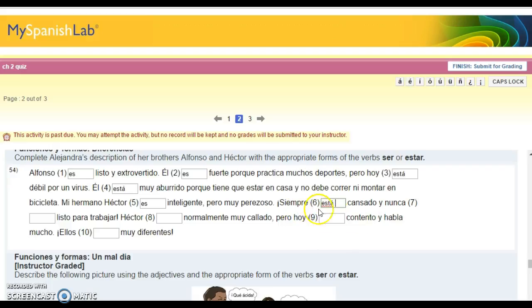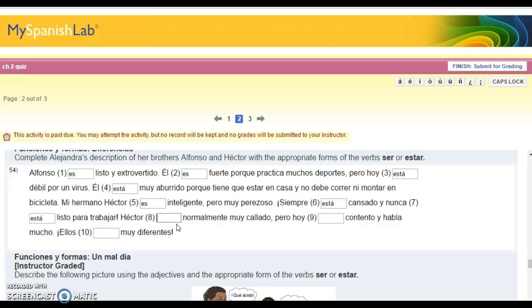With cansado you always use estar, because it's how you're feeling. Now this says siempre está cansado. He's always tired. So you might think, well, always, that's a characteristic. It's not really, because it's not physically possible to always be tired. Anyway, the word cansado, you always use estar with that. So está cansado y nunca está listo. He's never ready to work.